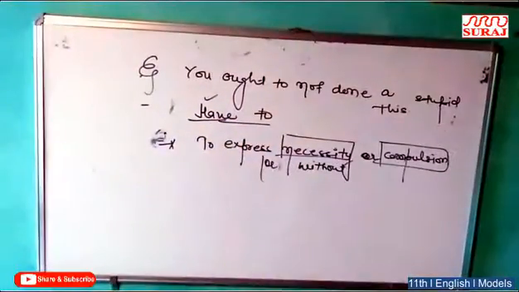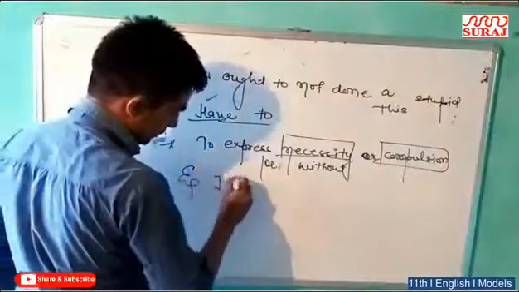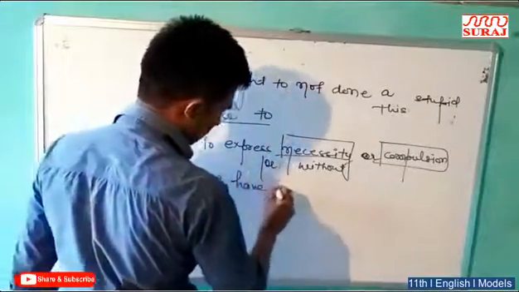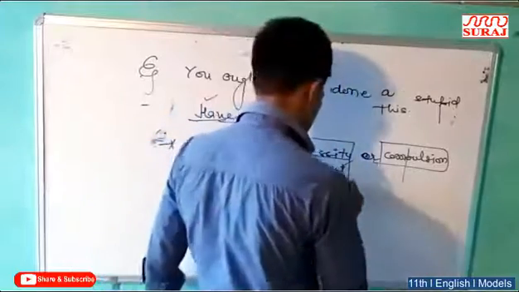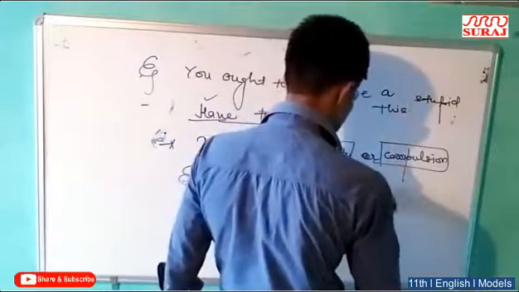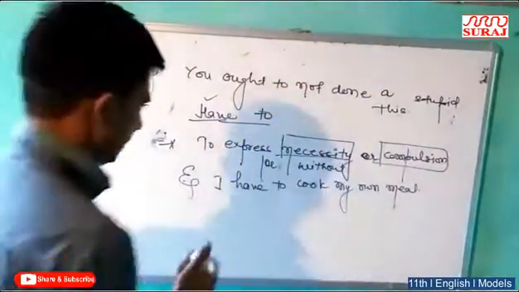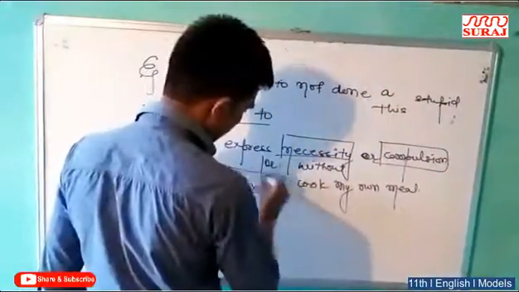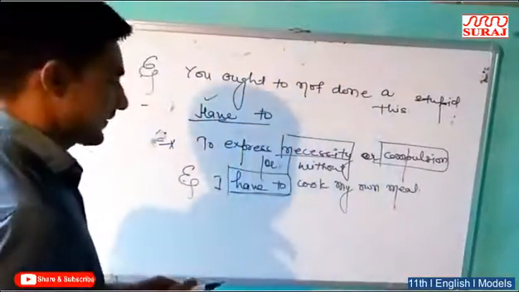For example, I have to cook my own meal. It means "have to" also shows the compulsion and the necessity of an action.